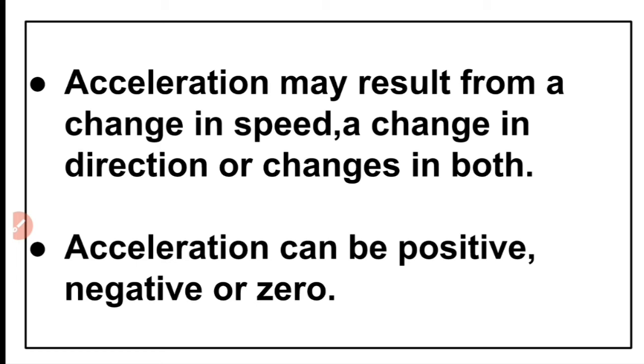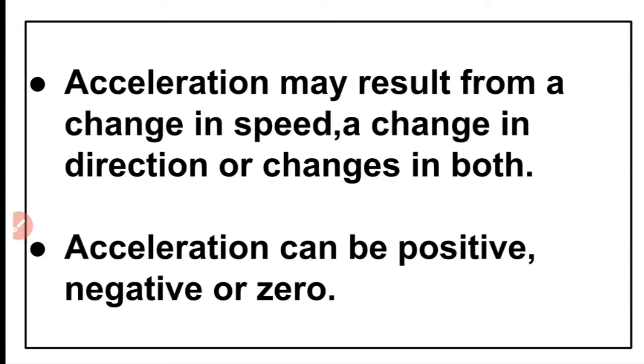Speaking about acceleration, it is the rate of change of velocity with respect to time. Velocity is a vector quantity, which has both magnitude and direction. So acceleration may result from a change in the magnitude of velocity, which we call speed, or due to a change in direction, or a change in both. So in what all ways will we say the body is under accelerated motion?